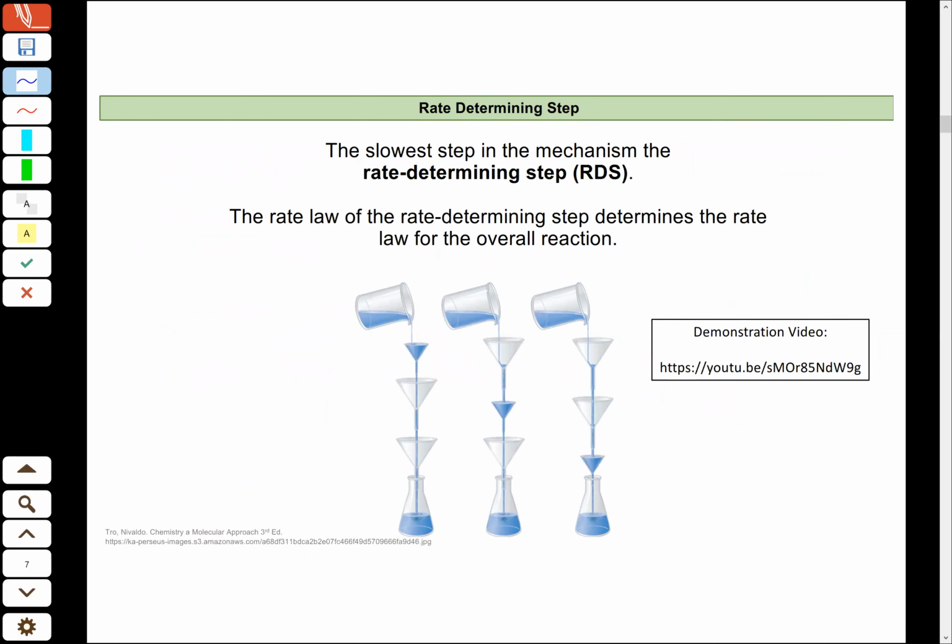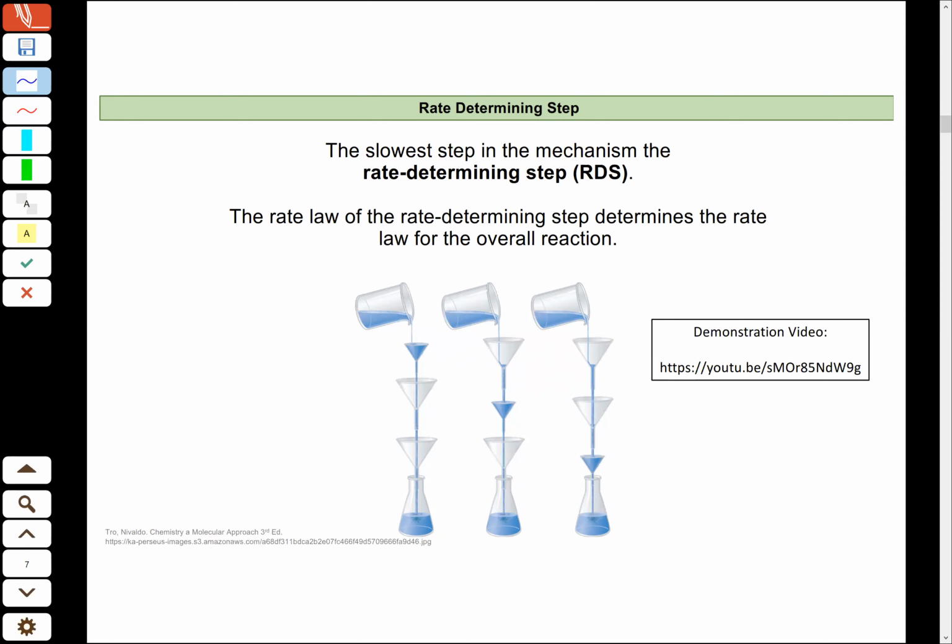So the next step that we're going to look at in evaluating mechanisms is taking these elementary step rate laws and combining them into an overall rate law. And we don't combine every single step and say that our rate is dependent on some mesh of them all. Rather, we're going to try to determine what the slowest step of the mechanism is, because this will be our rate determining step. The reaction will only go as fast as the slowest step.